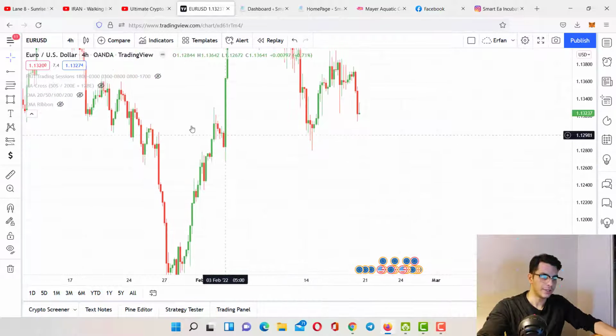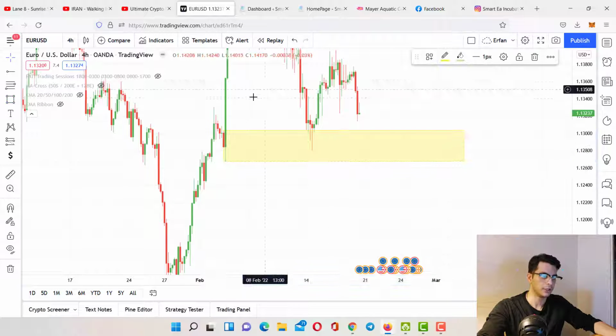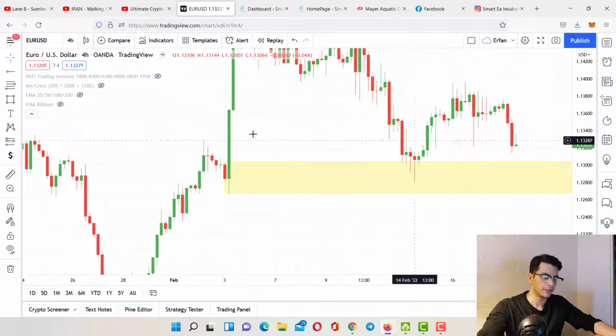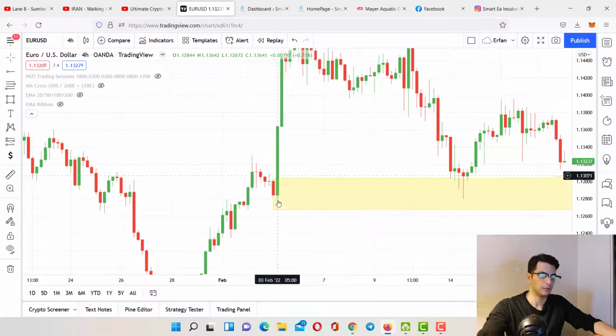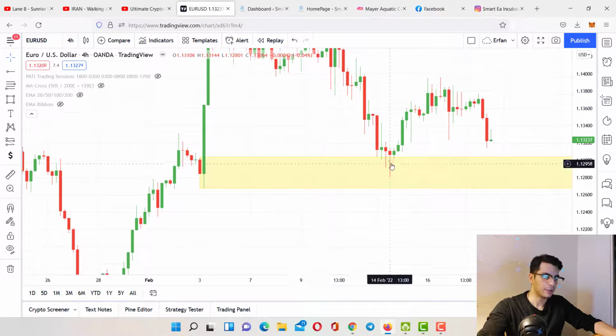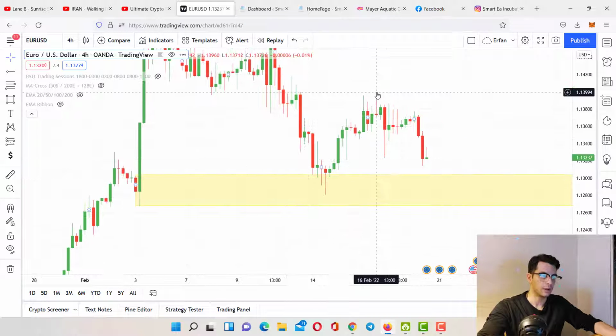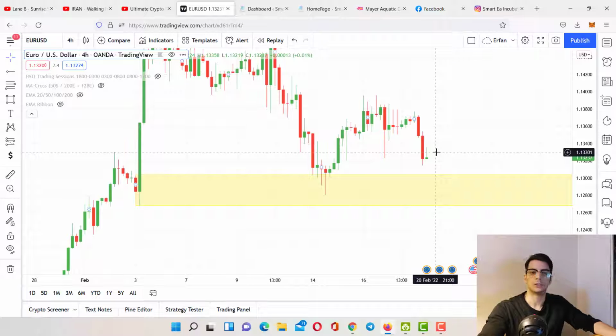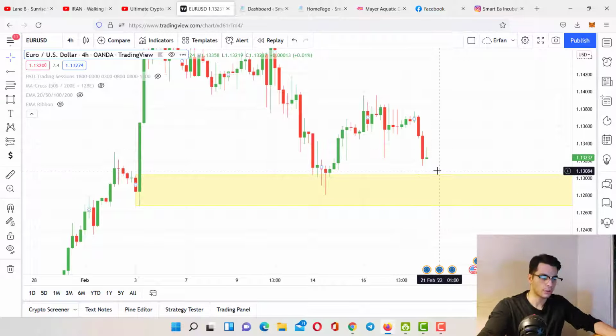So in this area, as you can see, we had a high probability order block from here all the way to here, and the reason is that this red candle was the last bearish candle before this huge candle. So it means that it left a gap between this candle and this area right here. That's why it's a high probability order block, and the price literally came back, tapped into this level, and then it went up, and now it's coming back again to tap into this level one more time, or it wants to break into this area.